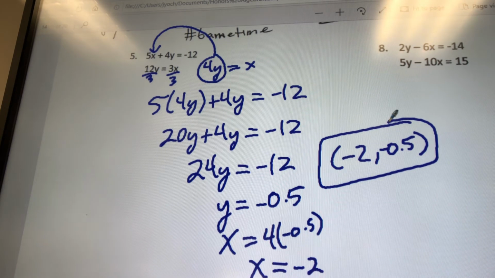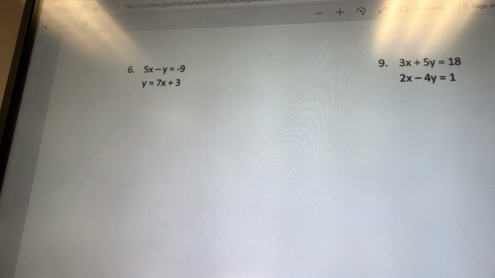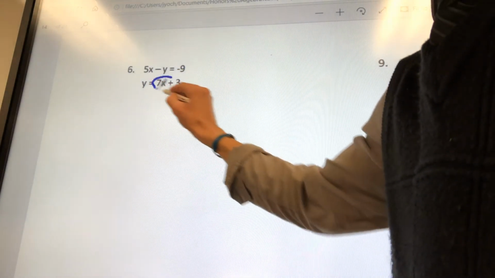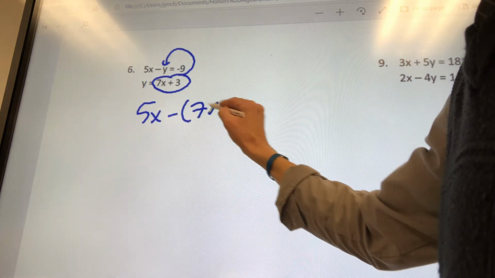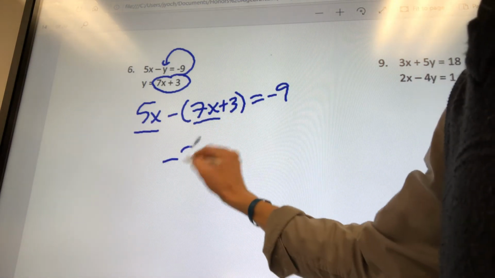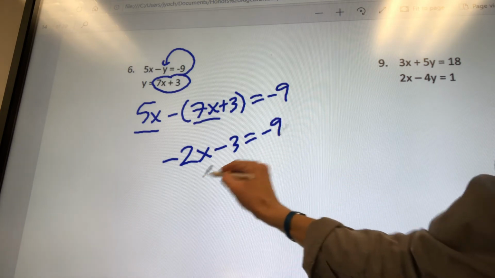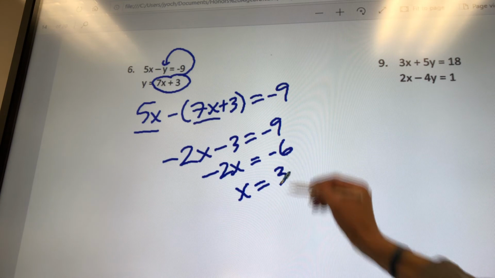I'm going to help you out on 6 for sure. The other ones, you know, those are ones we're going to talk about on Thursday. So look at 6 and 7. Those are ones we should be able to do. So you have substitution. You're going to plug all this in for y. Now be very careful. You're subtracting all of it. 5x minus 7x. Then you're subtracting 3, and that's a negative 9. Add 3 to both sides. x is 3.